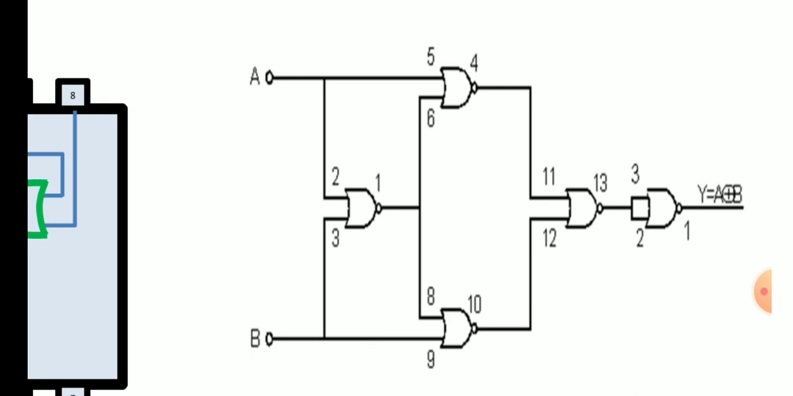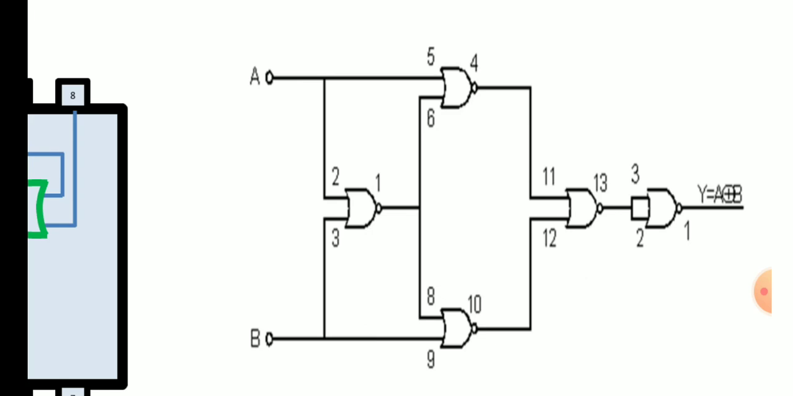Pin number 6 and 8 are connected together. The output of the first gate is connected to 6 and 8. Pin number 4 is connected to 11, and pin number 10 is connected to 12. Okay, the output is taken from pin number 13.